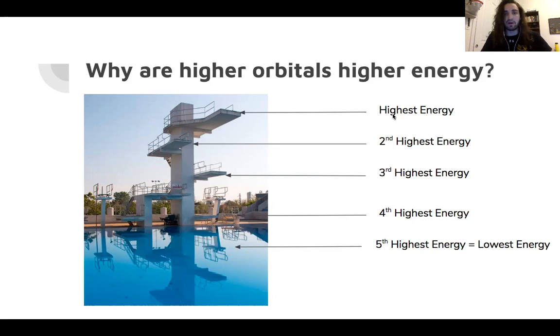This isn't a perfect analogy because you can't really imagine jumping from the highest energy to the second highest. I can't imagine jumping off this platform and landing on this one. That's concrete to concrete. They're not next to each other. That's going to break my legs. That's going to hurt.